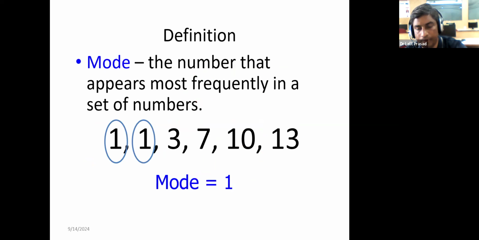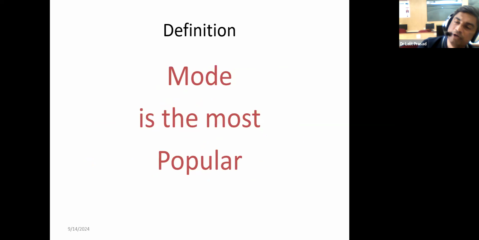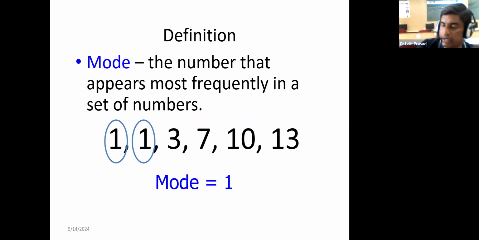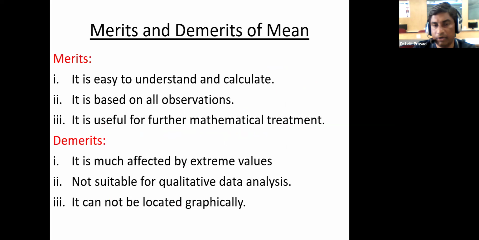Okay. Then mode is the most popular number, the number which is occurring most of the time. So 1, 1, 3, 7, 0, 1, 13. So which is the number? 1 is repeating 2 times. So mode is equal to 1. And all these things.